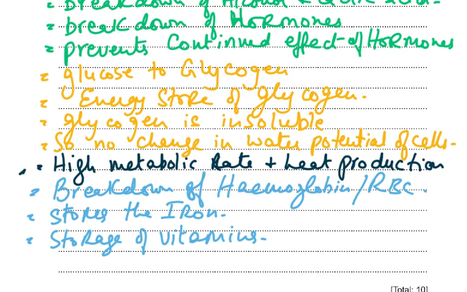So the liver is one of the major heat producing organs of the body. Then the breakdown of hemoglobin or the red blood cell results in the iron being stored in the liver. That's why we ask you to eat chicken livers and all to get iron. And of course, liver is also a place where vitamins are stored. So storage of vitamins also occurs in the liver.